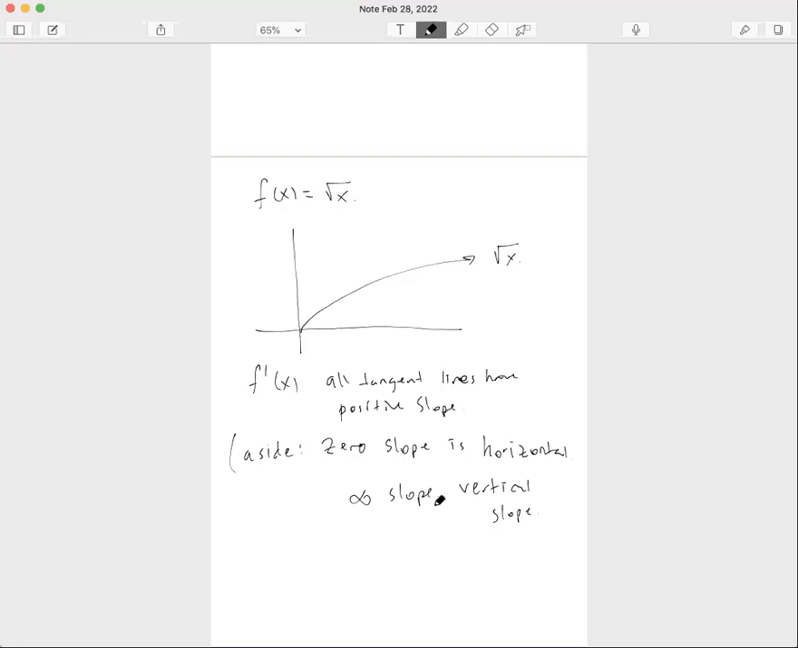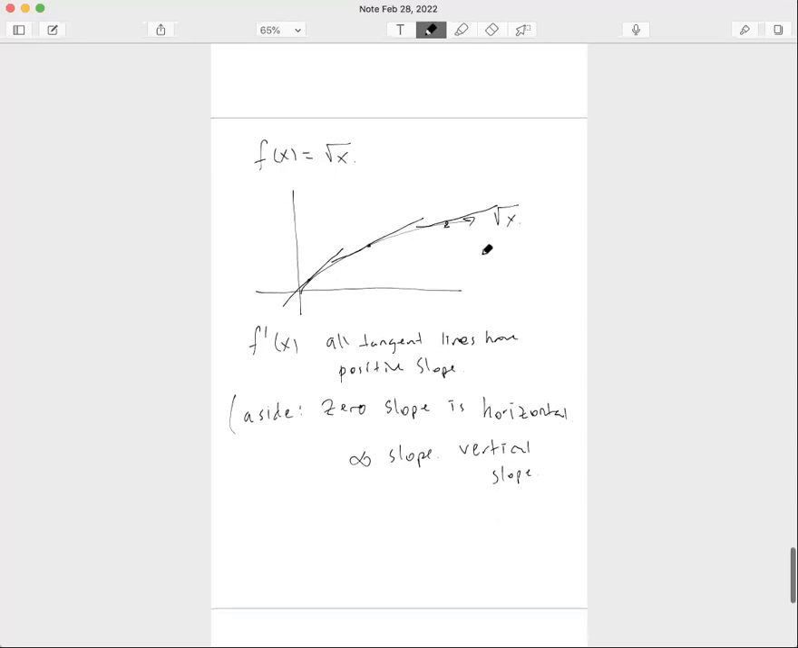So let's think about radical x. Do you see why all tangent lines have positive slope? If I draw a tangent line here, it's positive. Here, it's positive. Here, it's positive. So whatever the graph of the derivative looks like, it should be greater than 0 and above the x-axis. Okay, so let's calculate.